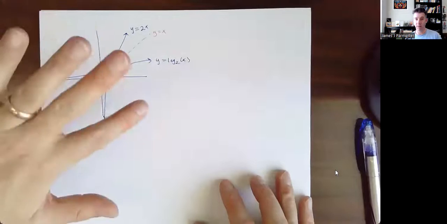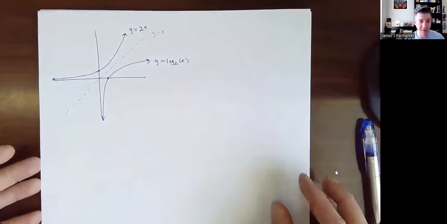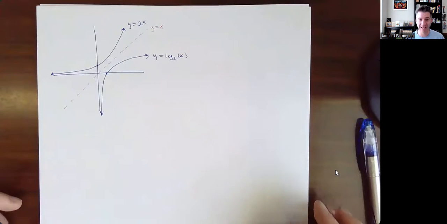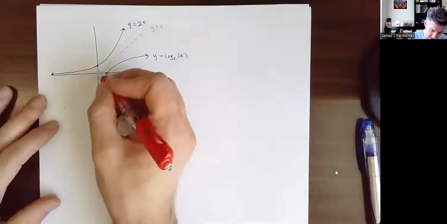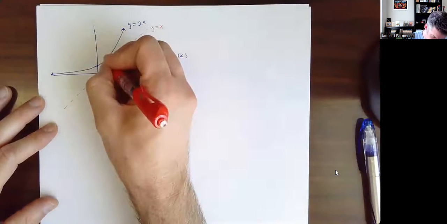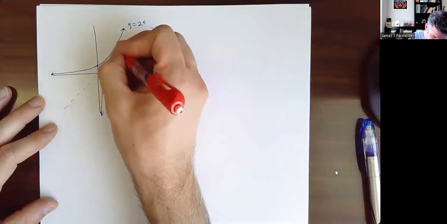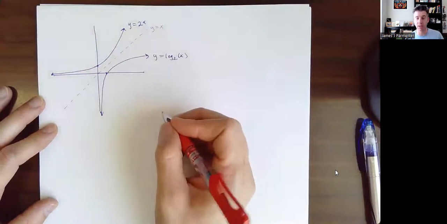Whenever you reflect graphs across the line y equals x, the x and y coordinates all change. So right here, I'm getting (0, 1). Here, I'm getting (1, 0). Here, I'm getting the point (1, 2). Here, I'm getting the point (2, 1). Here, I'm getting the point (2, 4). Here, I'm getting the point (4, 2). And so on and so on.